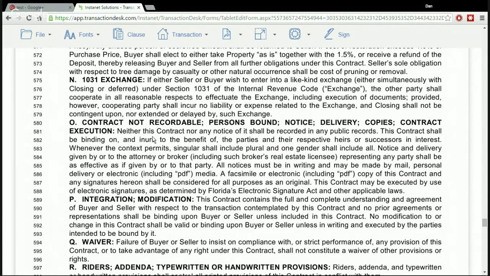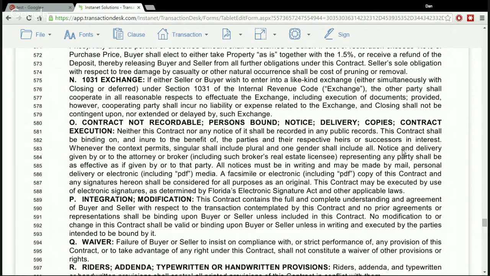Notice. Basically, this says that notices must be in writing and made by mail or electronic media, including PDFs or email. A fax or electronic copy of this contract, and any signatures herein shall be considered for all purposes as an original. Here's one I like. This contract may be executed by use of electronic signatures as determined by Florida's Electronic Signature Act and other applicable laws.